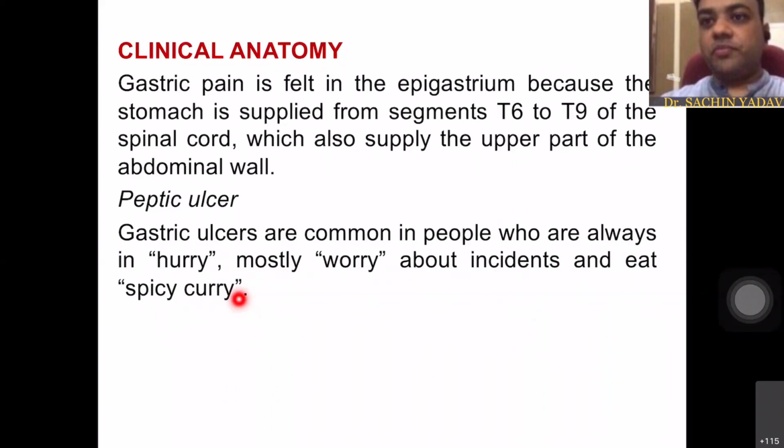It can be diagnosed by endoscopy. We can directly visualize the ulcer through the endoscopy known as esophagogastroduodenoscopy, or OGD scopy. This is more common nowadays, to do OGD scopy for visualization of the ulcers.